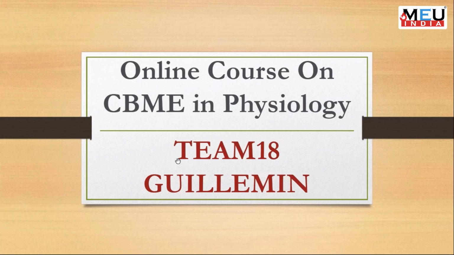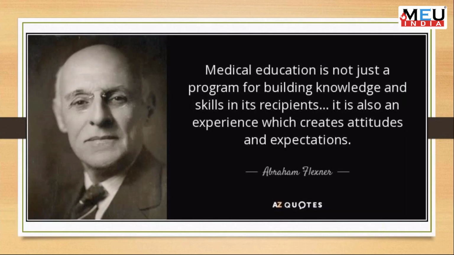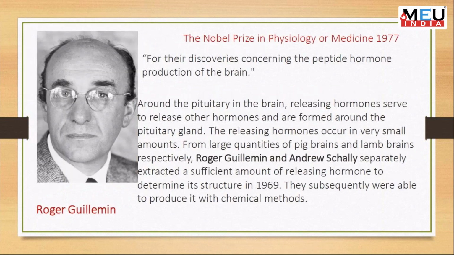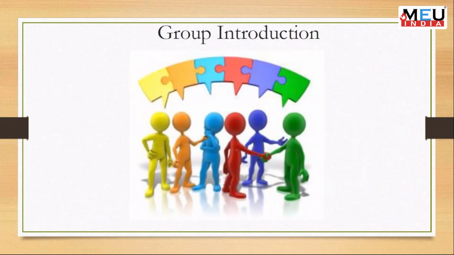Both Team 18 and Team 19 scientists together had won the Nobel Prize in Physiology. Our scientist for Team 18 was Roger Guillemin, who won the Nobel Prize in 1977 for his work on peptide hormones. He shared it with Andrew Schally, who incidentally is the scientist for our Team 19.